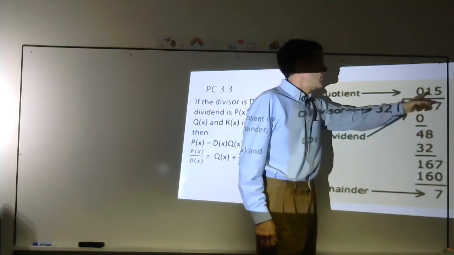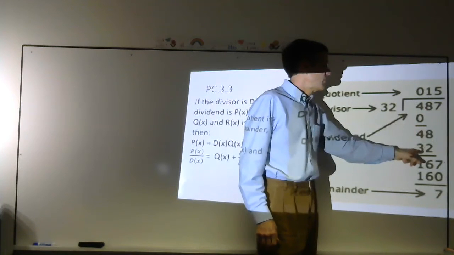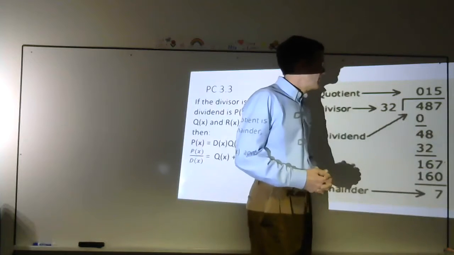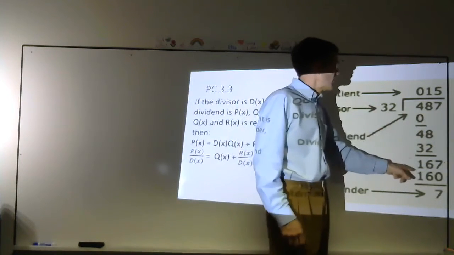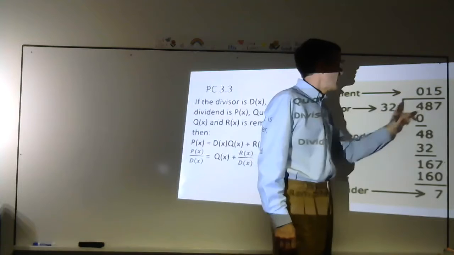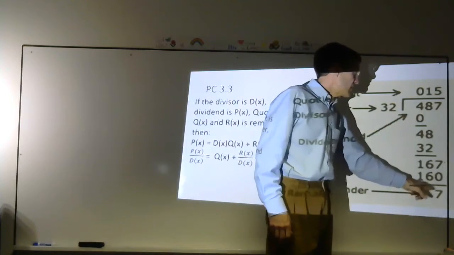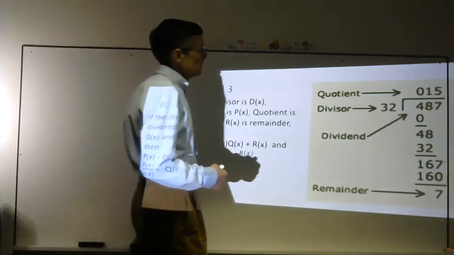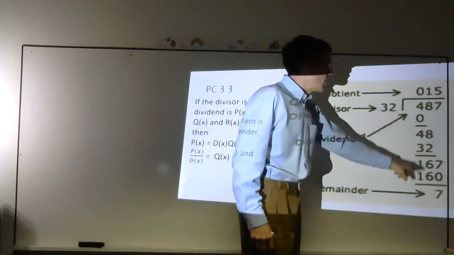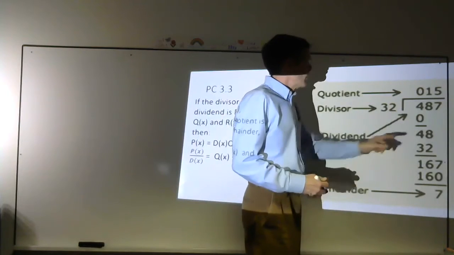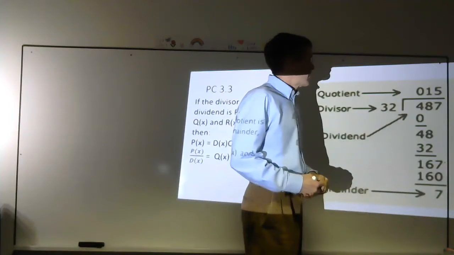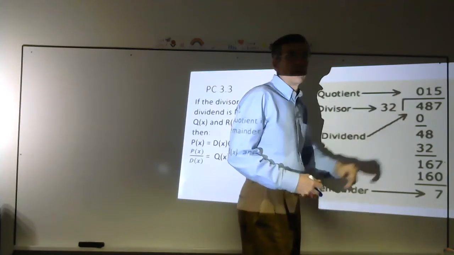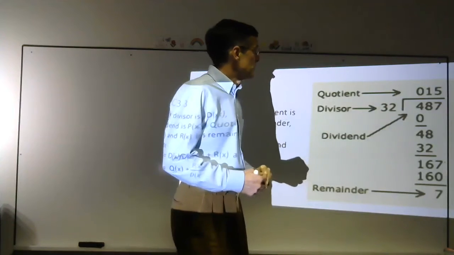32 into 48 goes 1 time. 1 times 32 is 32. Subtract, you get 16, bring down your 7. 32 into 167 goes 5 times, and you take 5 times 32, 160, and you end up with a remainder of 7. Now, there's a couple different ways you can deal with your remainder. You could put a letter R and a 7 up there, or you could put 7 over the divisor. And there's 7/32 is a way to represent your remainder, okay?